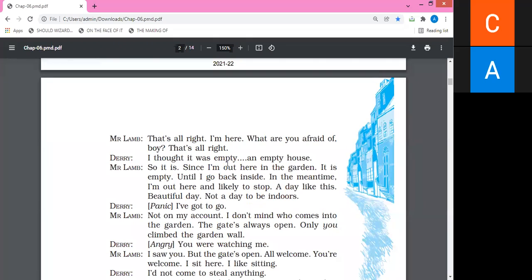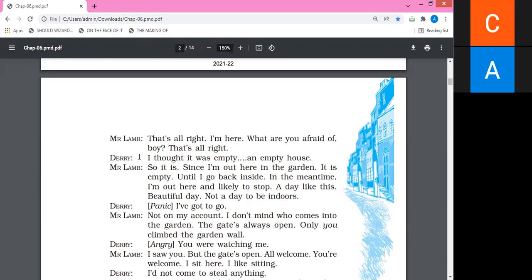Then I thought it was empty, an empty house. Just again speaking hesitantly, deeply shocked. So that is why he was speaking like that. He was saying that he had thought that it was an empty house. He was highlighting the same point that he had considered that particular place a deserted place. Nobody was there in that particular house or garden. So that is why he had entered that particular place. He had highlighted that particular point time and again because he never wanted to meet anybody.